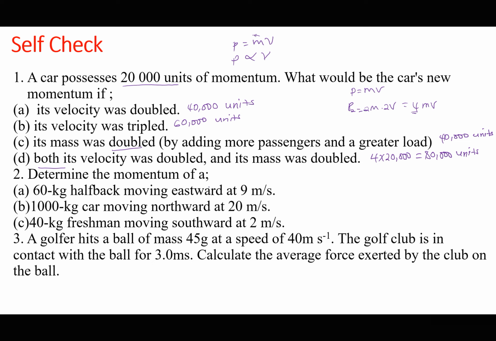Then determine the momentum of a 60 kilogram halfback moving eastwards 9 meters per second. Of course, we just multiply, but remember the direction is the same. 60 kilograms, 9 meters per second eastwards. So that is 60 times 9. So this is 540 Newton seconds or kilogram meters per second eastwards.